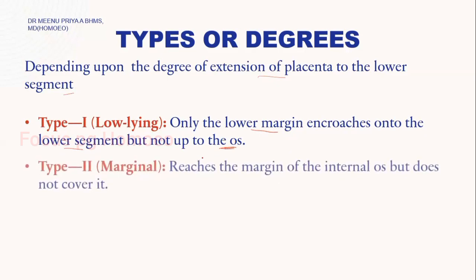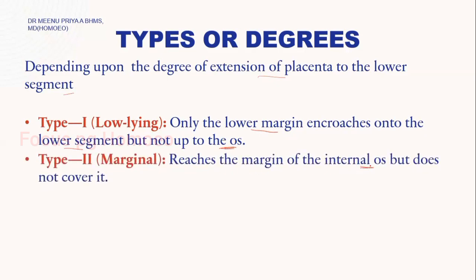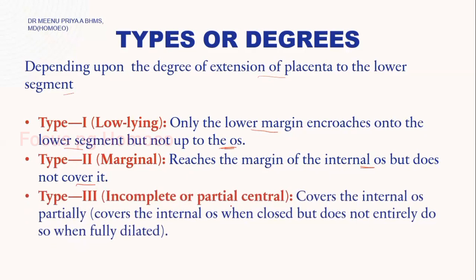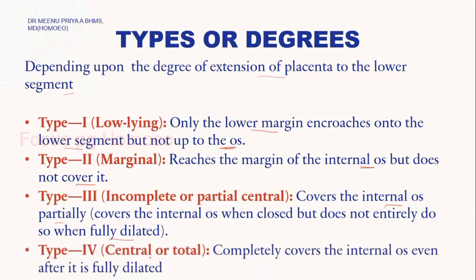That is type 1. And type 2 is marginal, it reaches the margin of the internal os, but does not cover the internal os. Now, type 3 is incomplete or partially central placenta previa. It partially covers the internal os when closed, but does not entirely do so when fully dilated. So only partially it covers the internal os. And the last type is type 4. It is central or total. And here the placenta completely covers the internal os even after it is fully dilated. A very complicated condition here, type 3 and type 4, because here the labor for it to happen becomes difficult.